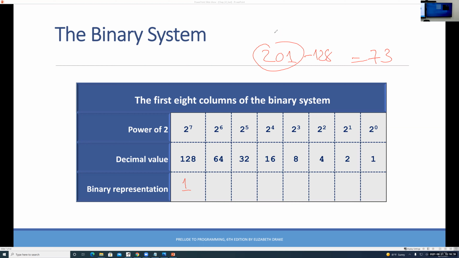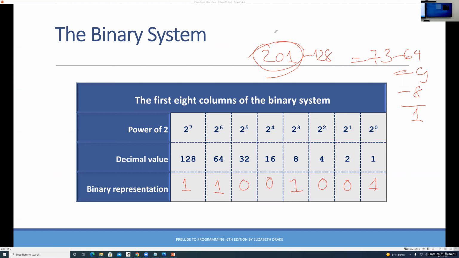You move to the left. In order to make up the 73, you need 64, right? So you minus 64, you have 9 left. This one, you don't need it, 0. This one, 9 is less than, you put 0. 9 is greater than 8, you put number 1 here, right? So minus 8, you only have 1 left. Not this one, not this one, this one. So we have 1, 1, 0, 0, 1, 0, 0, 1. That is 201 here.